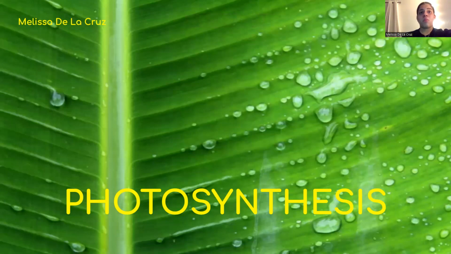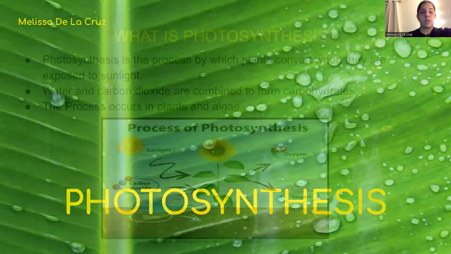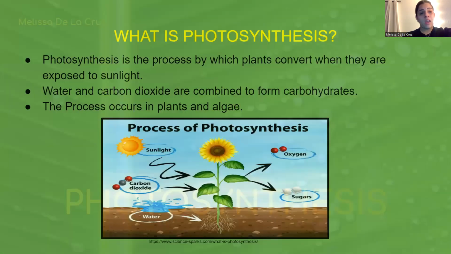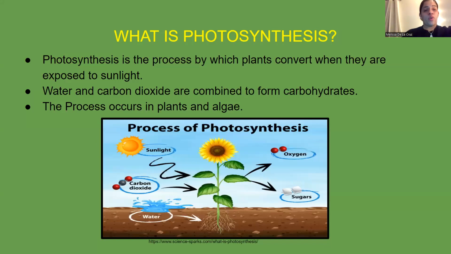Photosynthesis is a chemical process that happens in plants when they're exposed to the sunlight. During this process, water and carbon dioxide are combined to form carbohydrates.